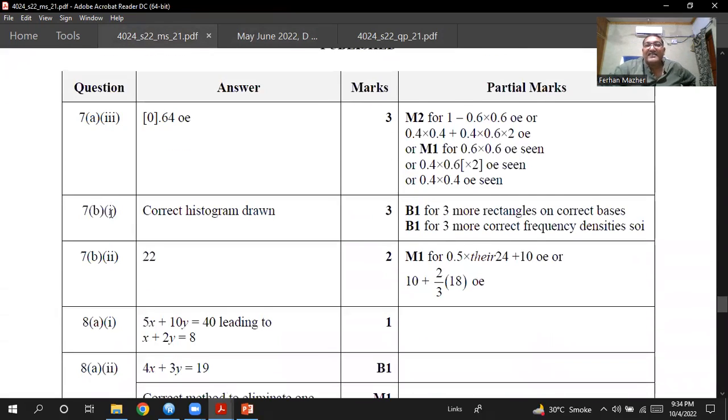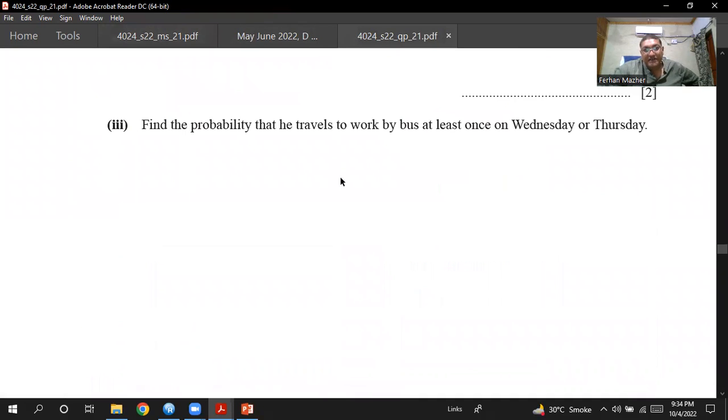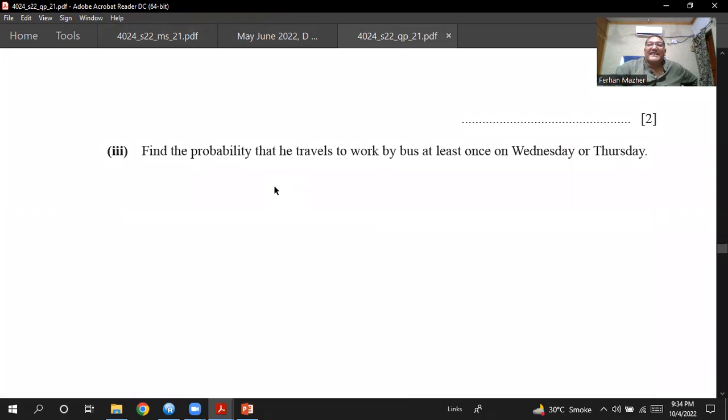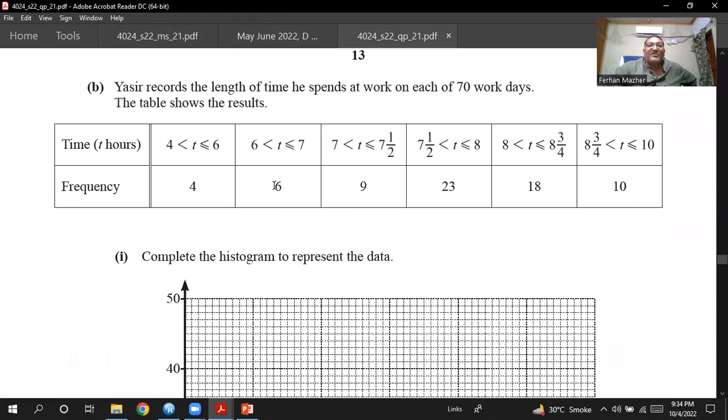Hopefully you understand this. It is a little tricky statement, and it was 3 marks. So I hope you understand this question. So we are going to the B part. He says, Yasser records the length of time he spends at work on each of the 70 work days.